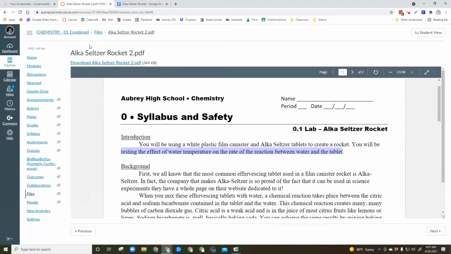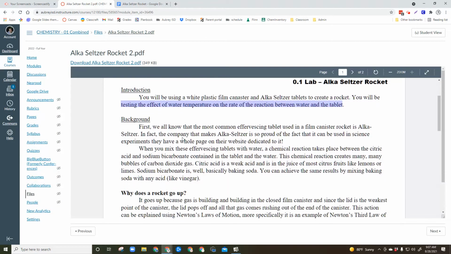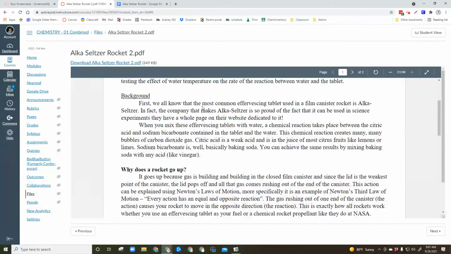Okay, and so here we're going to go back to our handout, and this is the background information. So what you're going to do is read the background information, interpret it, and write it in your own words. First of all, we know that the most common effervescing tablet used in film canister rockets is Alka-Seltzer. In fact, the company that makes Alka-Seltzer is so proud of the fact that it can be used in science experiments that they have a whole page on their website dedicated to it.